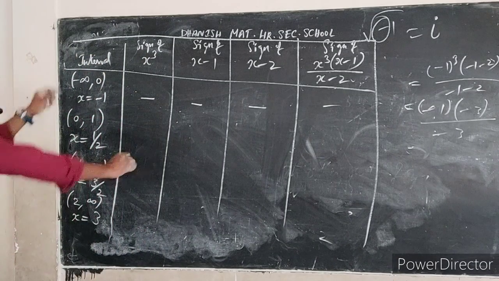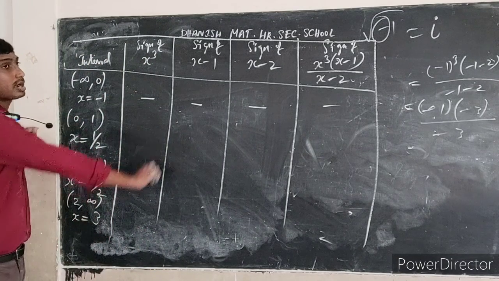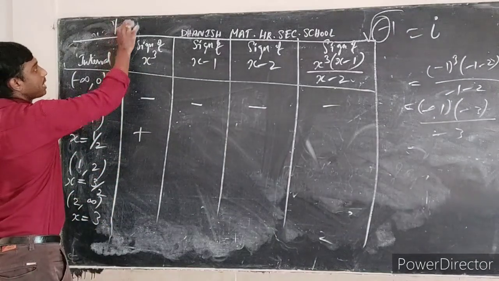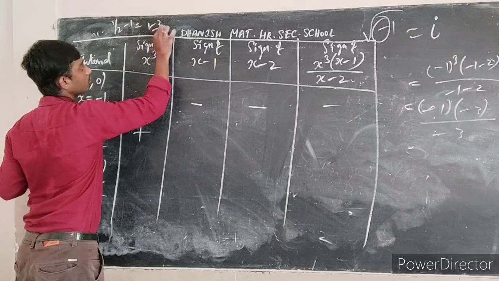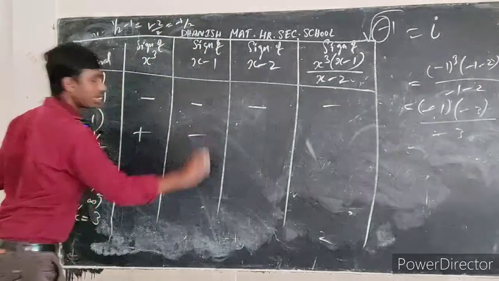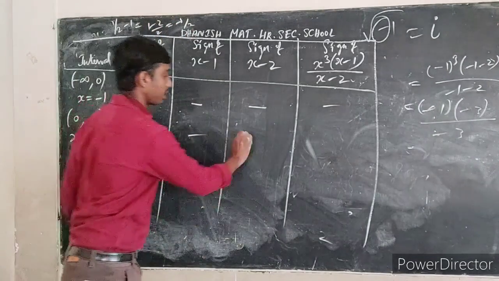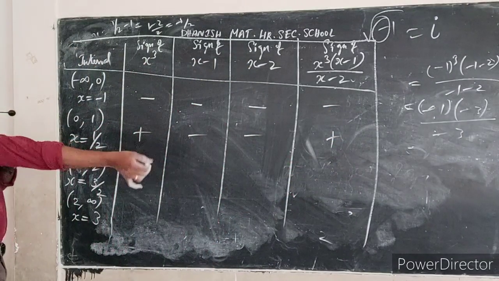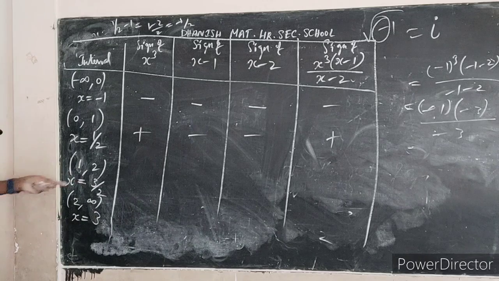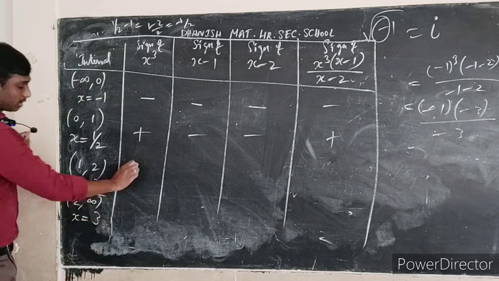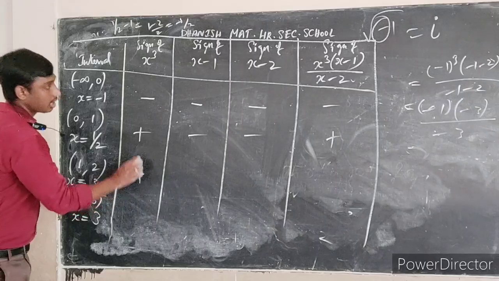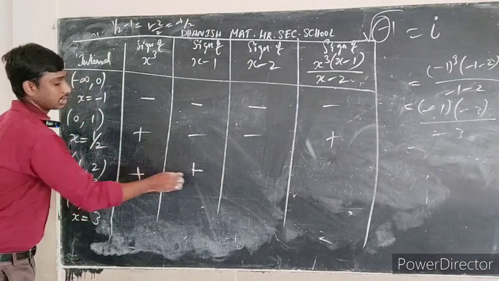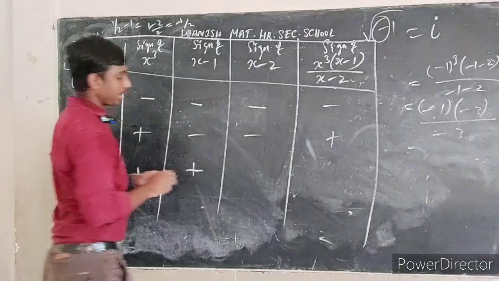Next, 1 by 2. I am going to apply 1 by 2 as a positive value. x cube is plus, x minus 1 is minus 1 by 2, so minus, and x minus 2 is also minus, so we get plus here. Then 3 by 2: x cube is plus, x minus 1 is plus, and x minus 2 is 3 by 2 minus 2, so we get minus.